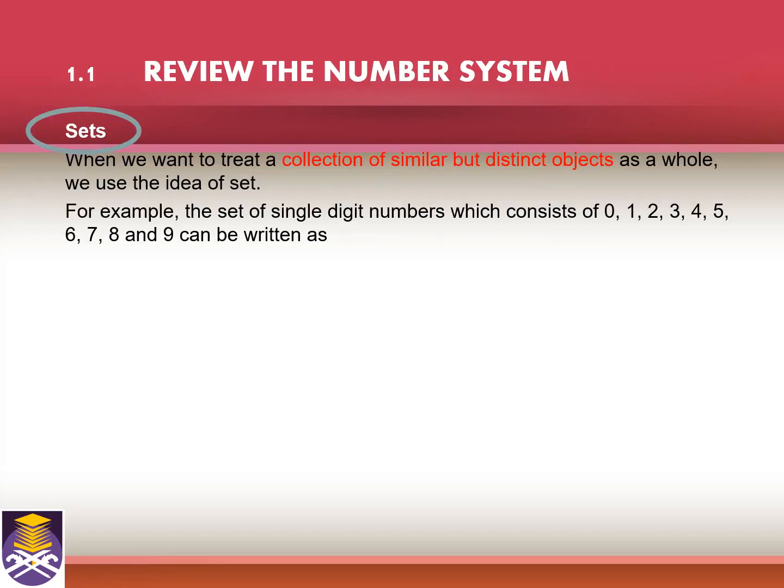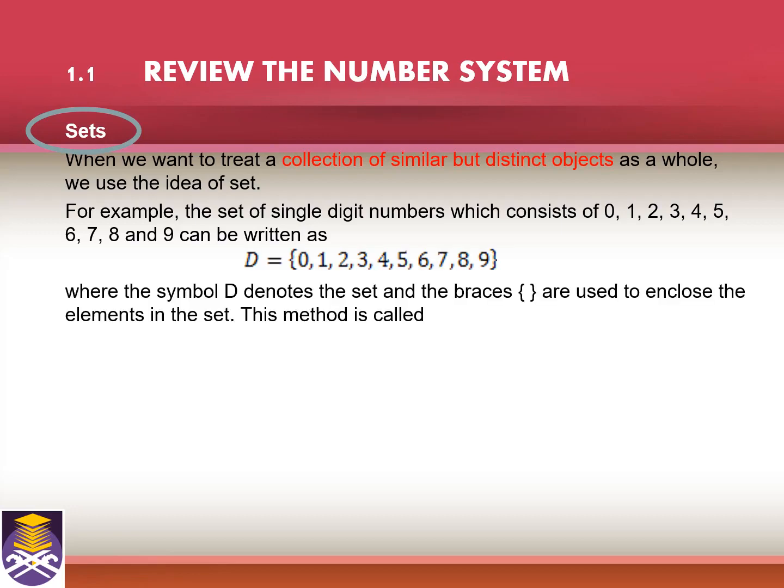Let us do some reviews on number system. Let us look at sets. When we want to treat a collection of similar but distinct objects as a whole, we use the idea of set. For example, the set of single-digit numbers, which consist of 0, 1, 2, 3, 4, 5, 6, 7, 8, and 9, can be written as this, where the symbol D denotes the set and the braces are used to enclose the element in the set. This method is called roster method.